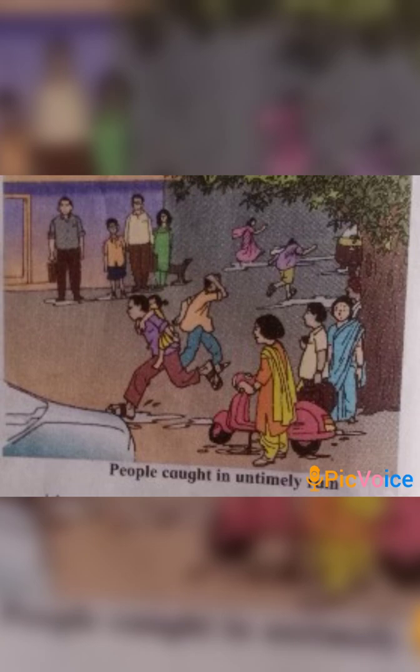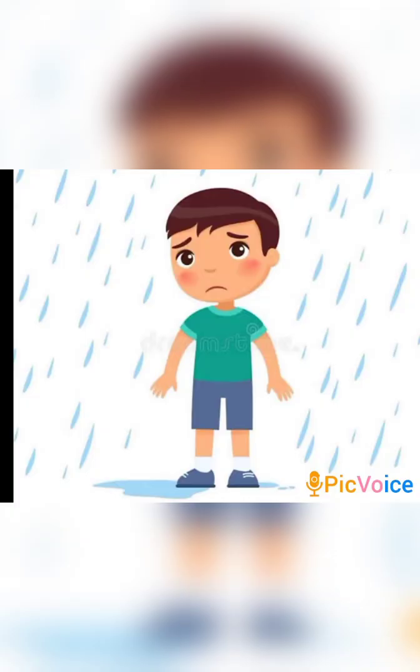So what happened? When it rains suddenly, people have to run helter-skelter for shelter. It means they have to run here and there to search for a shelter to protect themselves from untimely rain, or they have to get soaked or wet in the rain. If they do not find any shelter, they have to get wet in the rain.